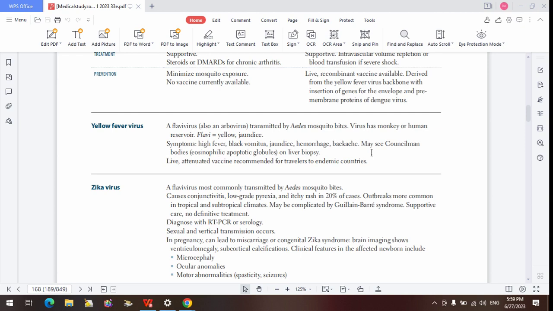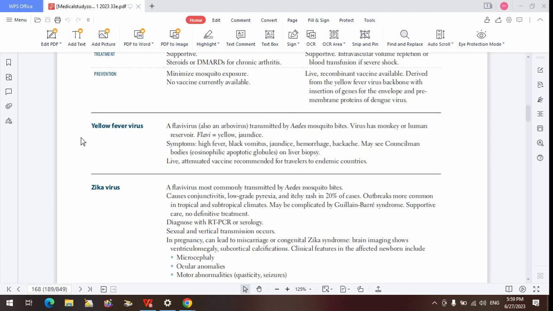Councilman bodies are actually eosinophilic apoptotic globules of yellow fever virus. What they do is infect the hepatocytes and kill them off by apoptosis. And one thing about apoptosis is that it forms apoptotic bodies. So those bodies are what you see as the eosinophilic apoptotic globules. Councilman body, you must always remember that for yellow fever. They are eosinophilic apoptotic bodies due to the cell death from the yellow fever infection. You see that on liver biopsy.